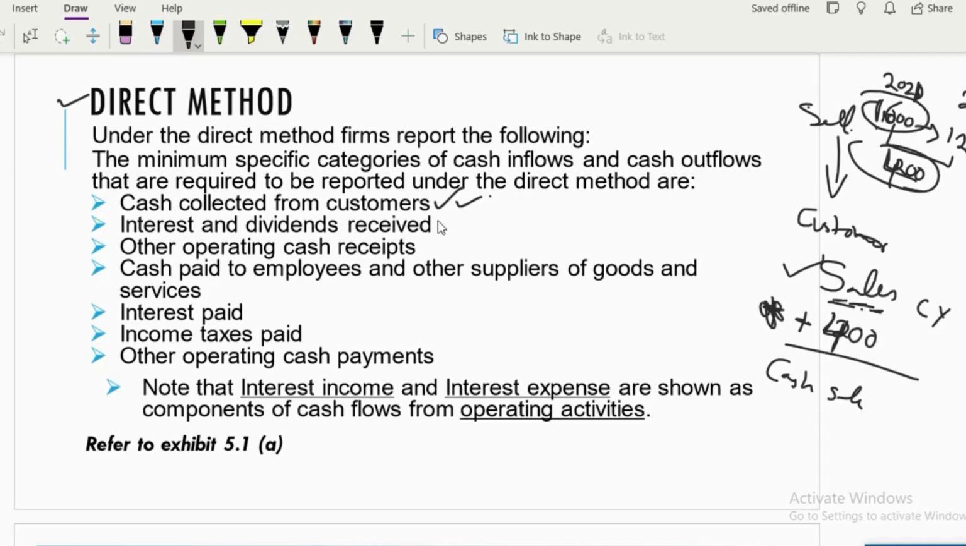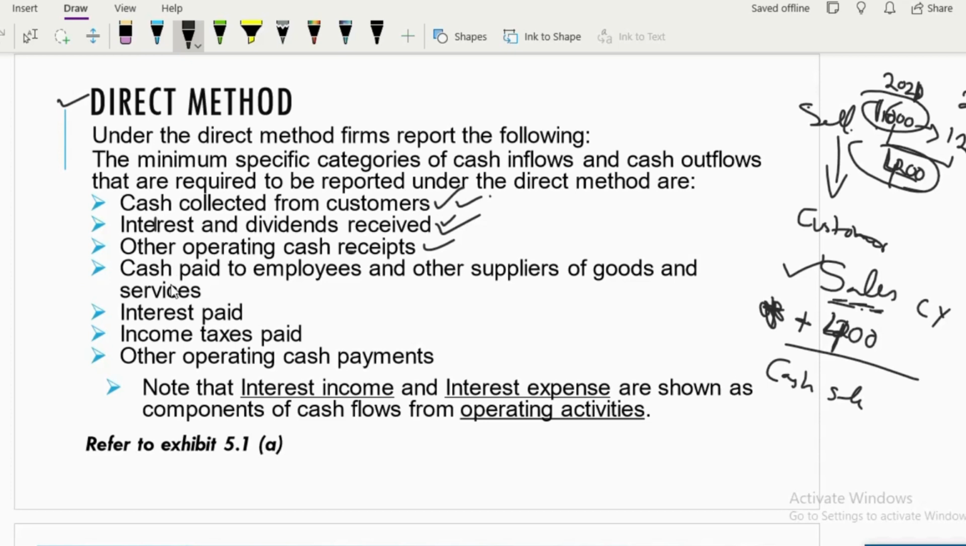Then interest and dividend received, they are incomes received. Remember, do not mix them with dividend payments, that's for the financing section. So you have some investments in the stocks and the bonds of other companies, and those bonds have given you interest income, or those stocks have given you dividends, so that's also an income from other sources, so we will be mentioning that. Then other operating cash receipts, maybe you had one equipment which you have leased out or given on rent, so the lease income or the rent income is other operating cash receipt for you.